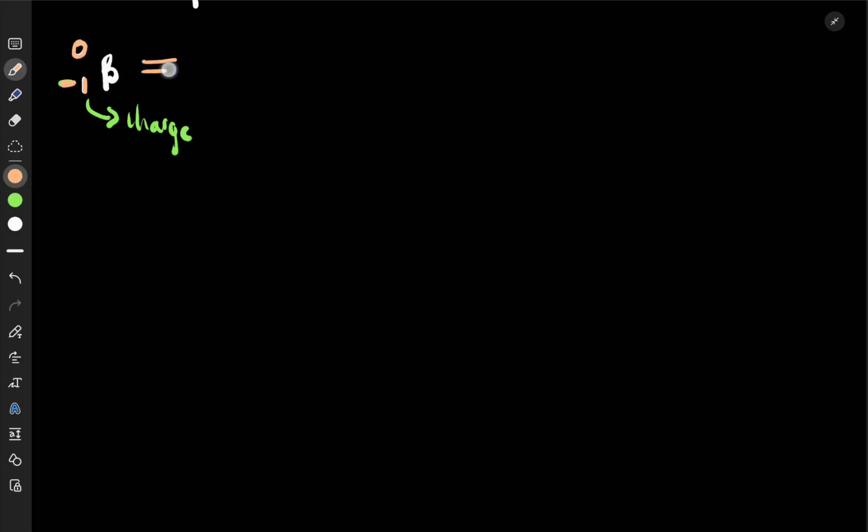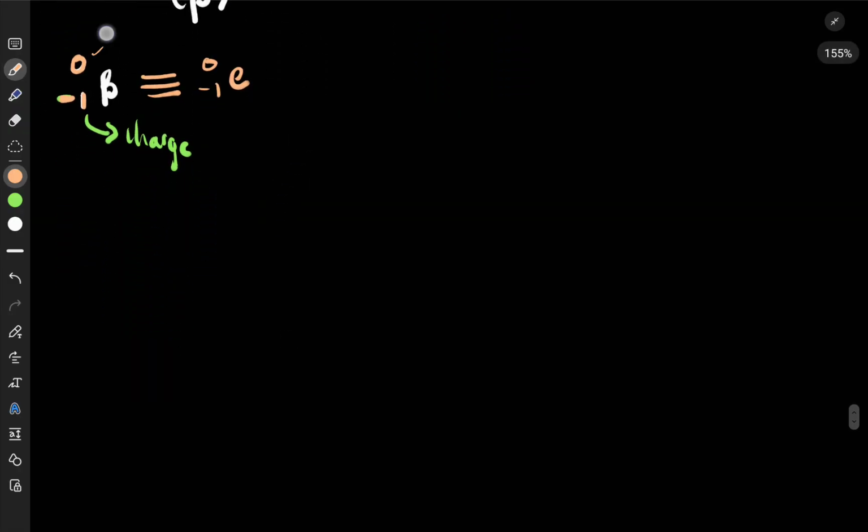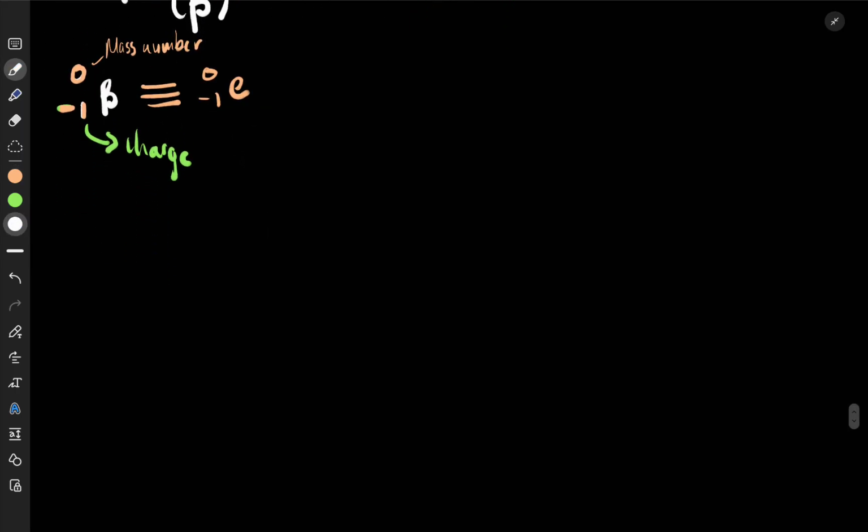So you can see it being written as just an electron, 0 minus 1 electron, right? Because it is exactly like an electron. Mass number is 0. This is the mass number. That means it has 0 protons, 0 neutrons. It has a charge of -1. Okay? Then we go to number 6, which is beta plus.